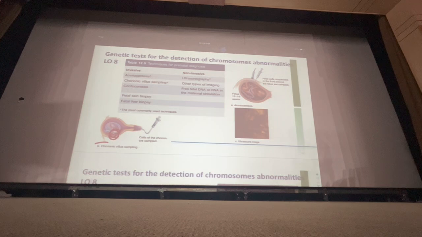And we have fetal DNA or RNA in the maternal circulation. So they take the mother's blood to detect the fetal DNA or RNA.